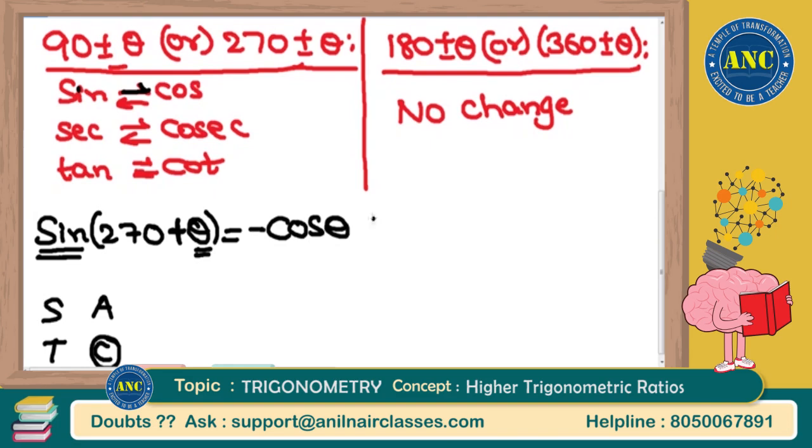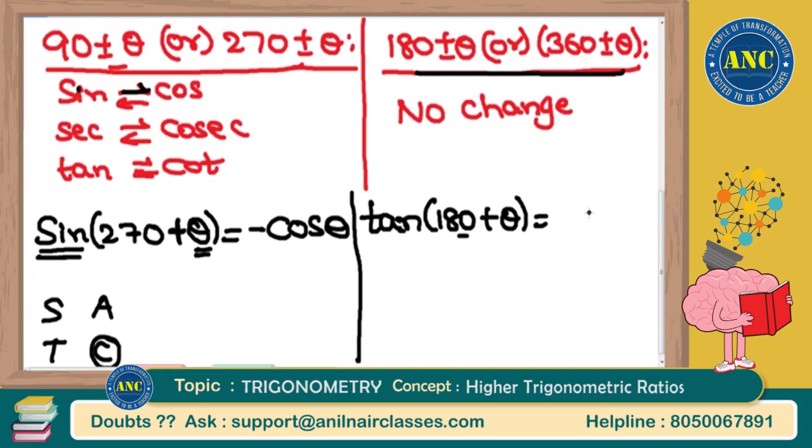Similarly, take some value, whatever you like, tan of 180 plus theta. Now when it is 180 plus theta, I will not change the trigonometric function. If it is tan here, I will write it as tan itself. Write down the angle theta also. Now let us check whether it is plus tan theta or minus tan theta. 180 plus theta means 180 plus something, so it will come to the third quadrant. In the third quadrant, which is positive? Tan is positive. This also is tan. So it is plus tan theta.